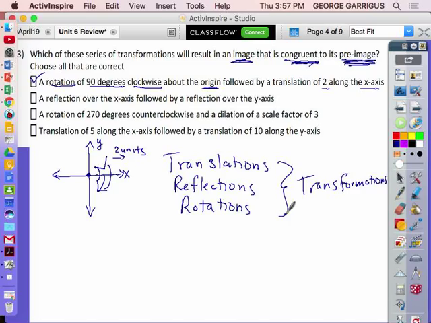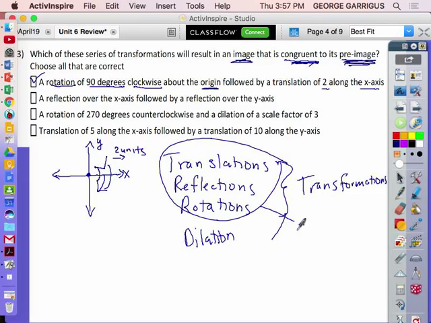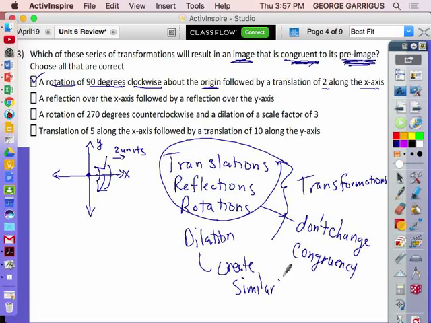There's a 4th transformation, though, and that's the dilation. So these 3 here, 1, 2, 3, they don't change the shape. So these 3 don't change the congruency. Dilations do. They create similar figures. That's this symbol.